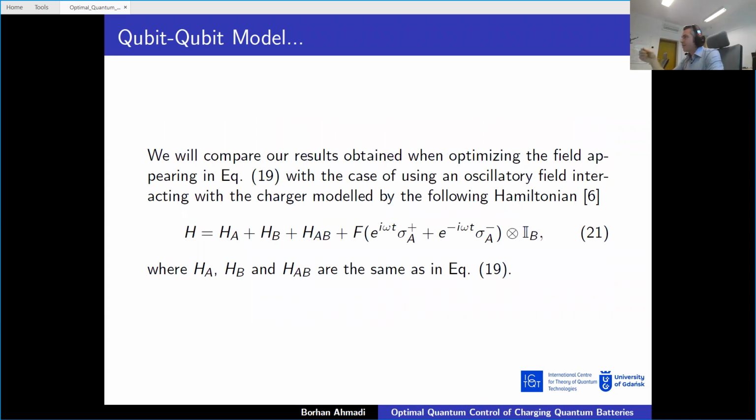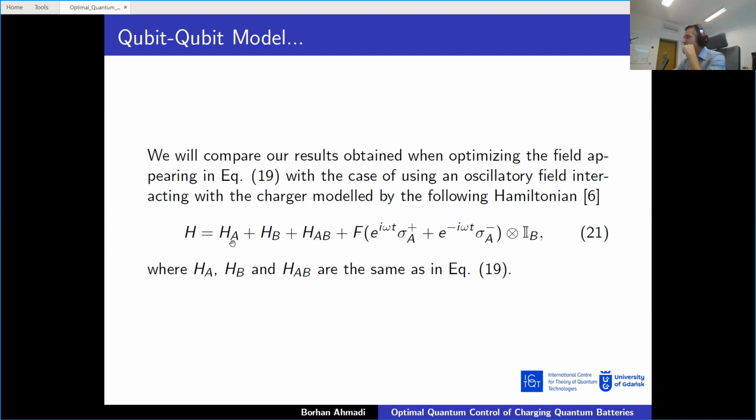We will compare our result with the case in which the field is not optimized. So the field is assumed to be an oscillatory field. And then we will see how the optimization can lead to better transfer of energy.